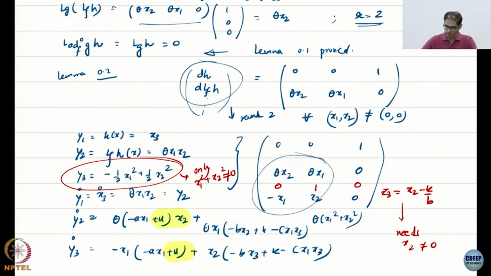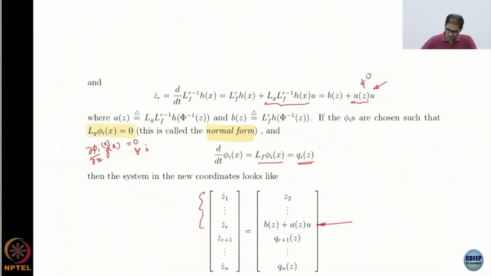Okay, so if x2 is non-zero, all of this works, no problem. This new coordinate also works. There is value in looking at this. We will see this subsequently. Okay, alright. So now, great.